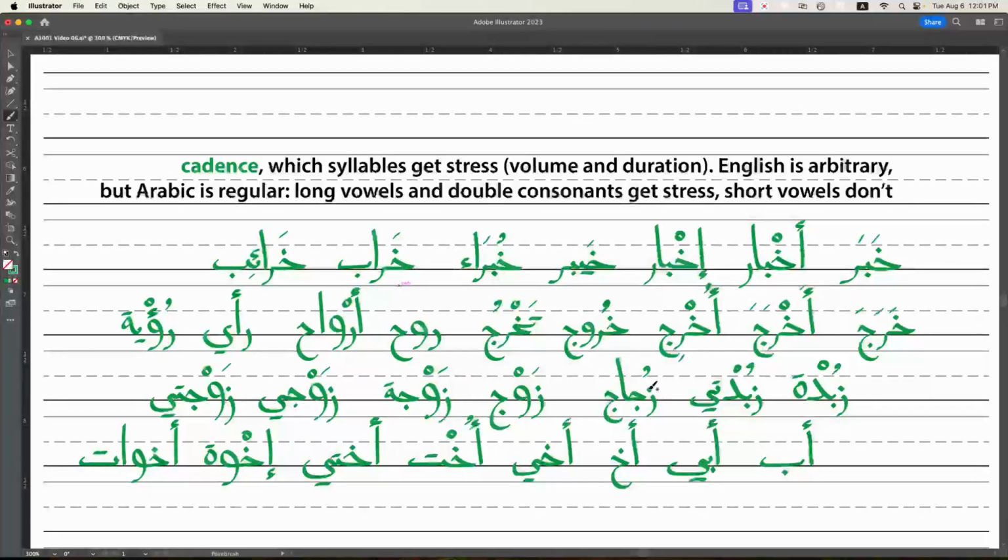Zujaj. So just like dajaj is chicken, now we've got zujaj here. Zujaj is glass. If I change this jim to the first line jim and put a ta marbuta after it, zujaja is a bottle, because a bottle is usually made of glass.